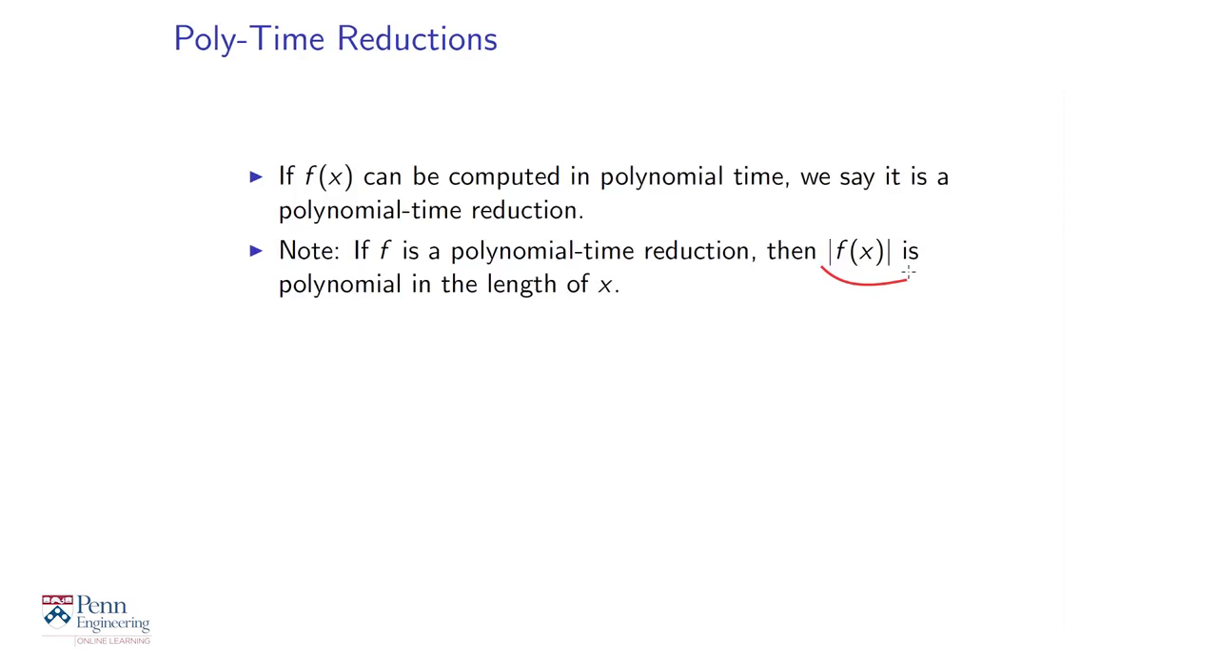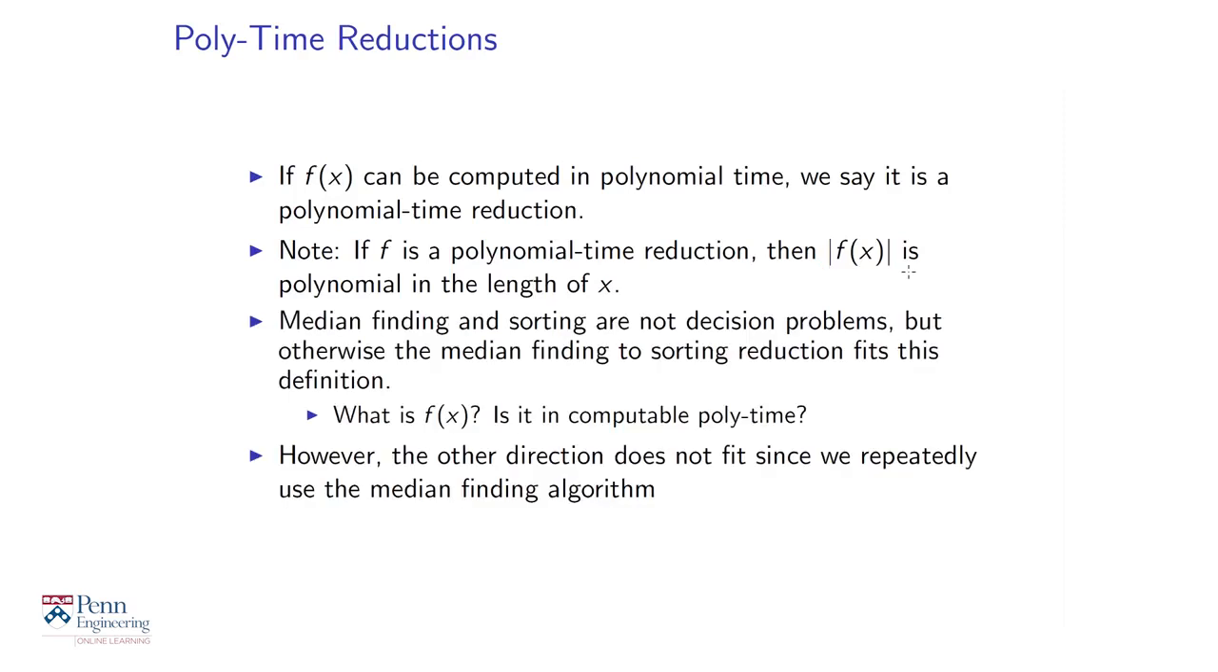So that's the reduction. And now for the median finding and sorting problems, the reductions we gave don't strictly fit the pattern of the definition that I gave for decision problems here, but you can still think about what is f of x, is it computable in polynomial time, and so on for that example. The direction of reducing sorting to median finding does not fit this paradigm at all, because as I said, we invoke the median finding algorithm many times in order to sort.